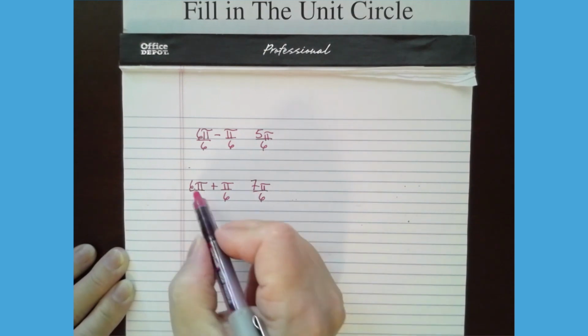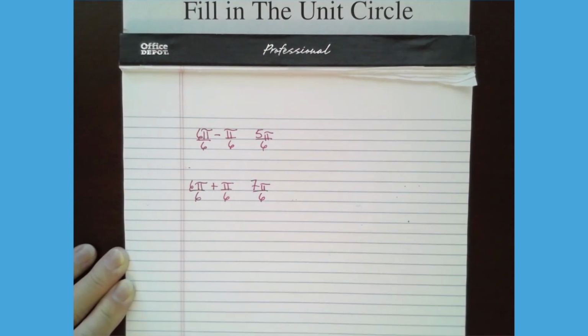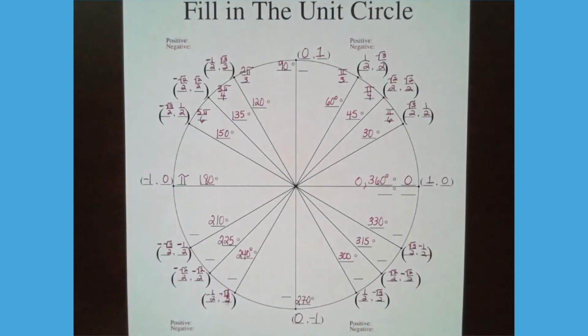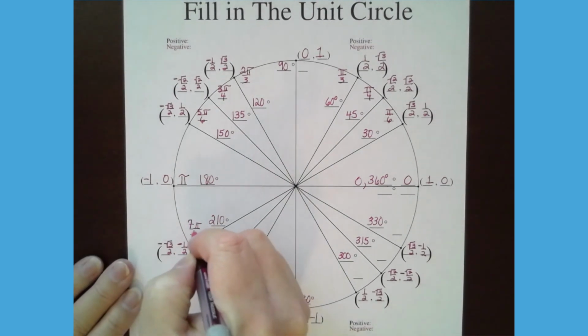So I changed that pi to something with the same denominator, then I can just add numerators. So if that helps anybody with that fraction. We have people that don't like fractions, but you can't be scared of fractions. They're your friends. So that's 7 pi over 6.